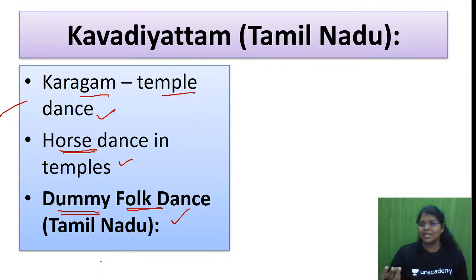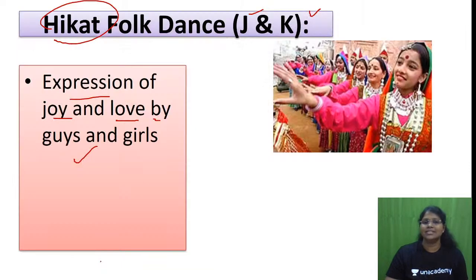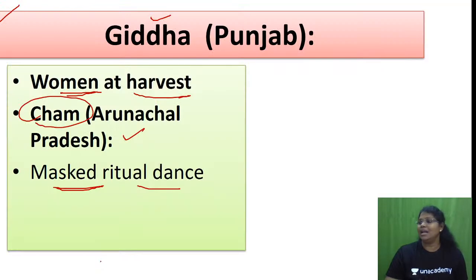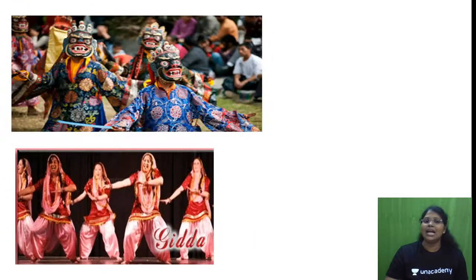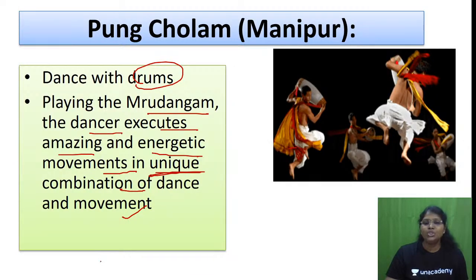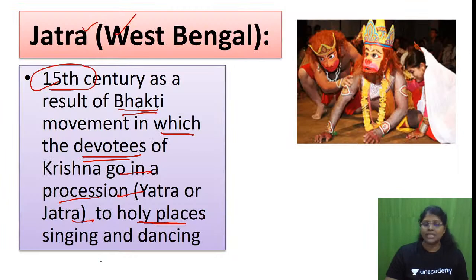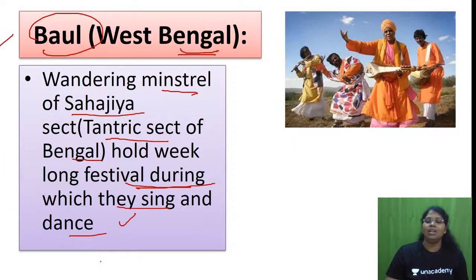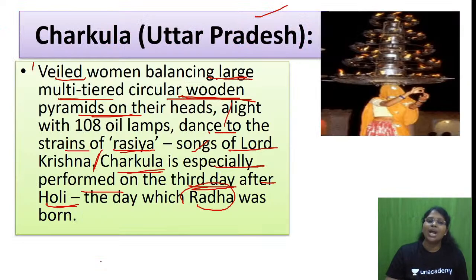Kavadi Attam. Already we have discussed three more: Mailattam, Terukuthu, Gummi, Kavadi Attam. These are all examples from Tamil Nadu folk dance. Okay. Hikkat, Jammu and Kashmir. Gidda, Punjab. Ras dance, Manipur. Pung Cholam, again Manipur. Jatra, West Bengal. Ball, West Bengal. Charkula, this is what we had an imagination of.